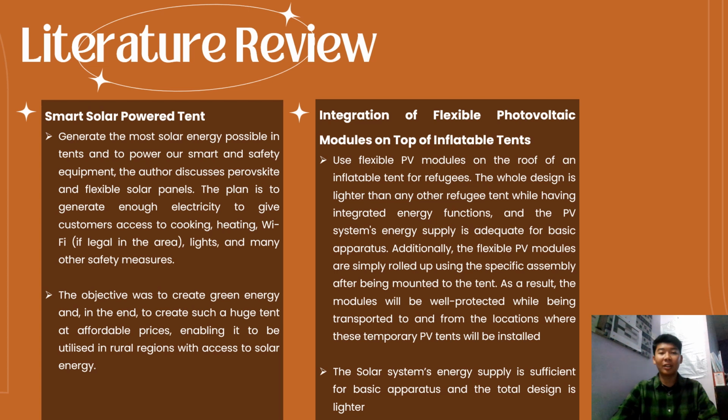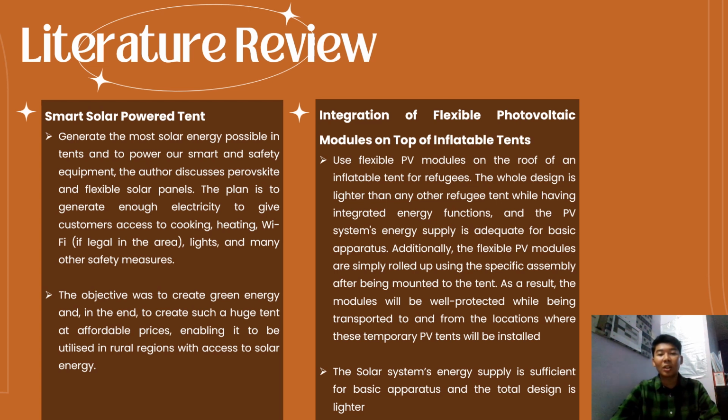Next is the literature review. In this part, there is more explanation about the study from previous research and projects in the development of standalone small-scale systems. The first one is the smart solar power tent. The objective of the study is to create green energy and, in the end, to create such a huge tent at an affordable price, enabling it to be utilized in rural regions with access to solar energy.